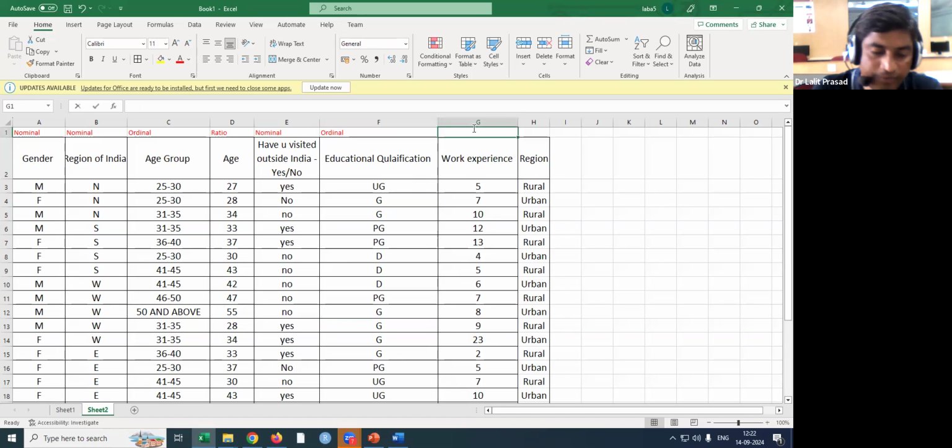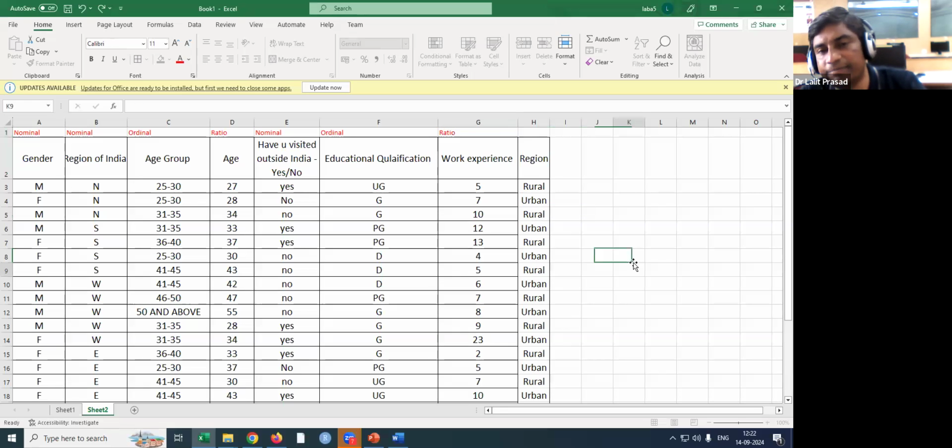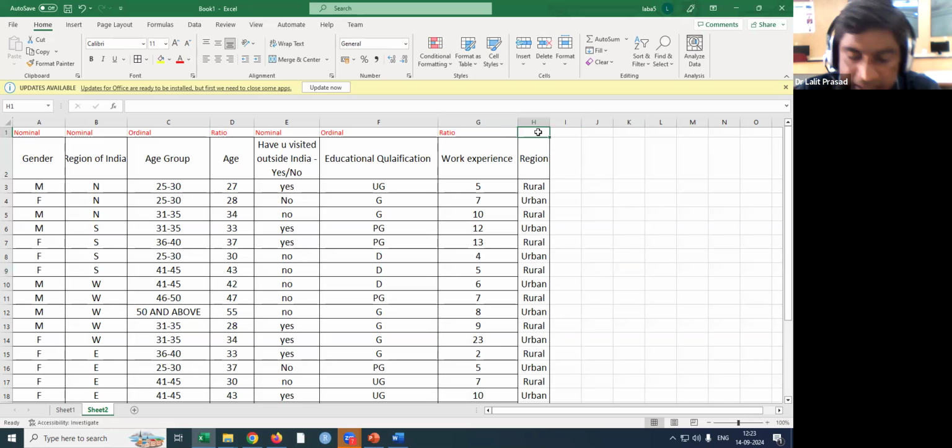Next, it is ratio, because work experience either you do not have any, or it cannot be negative. I am working for -5 years: have you heard this? No. Either you are a fresher or you have some experience, meaning it is greater than 0. So it is a ratio. Region, again it is nominal.